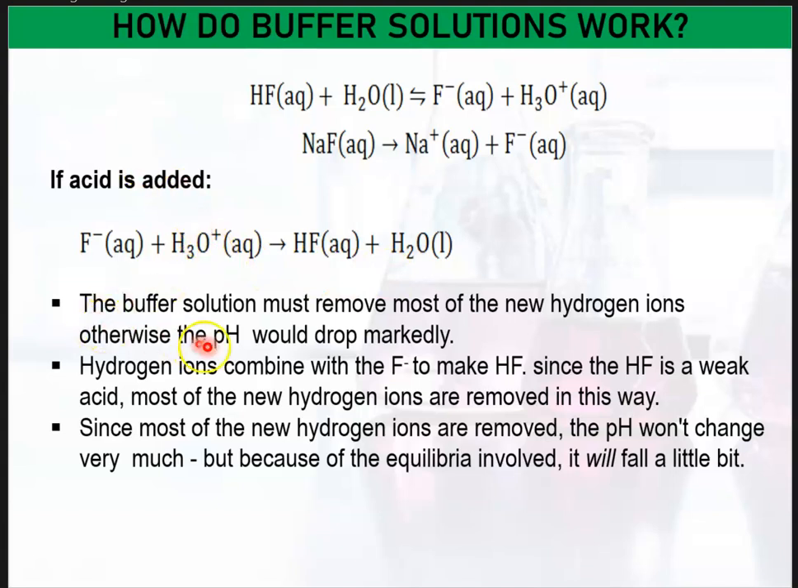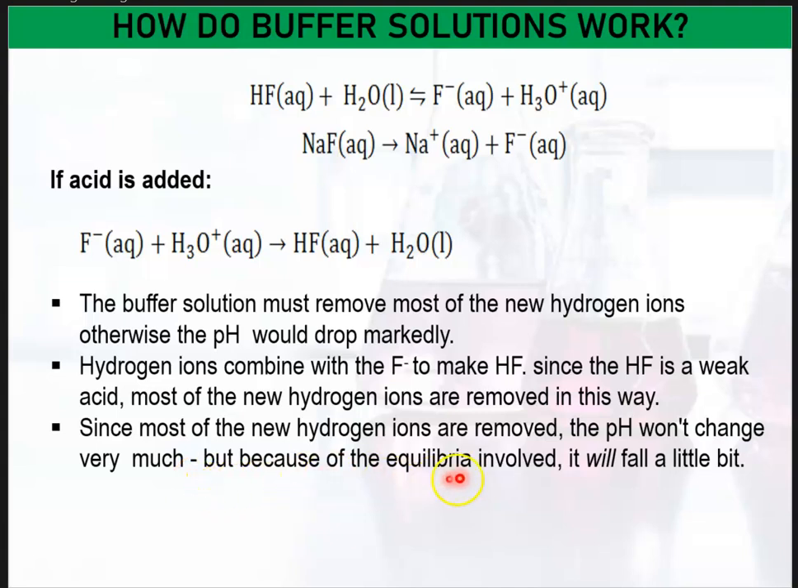So the buffer solution must remove most of the new hydrogen ion, otherwise the pH would drop markedly. So how does it remove? By reacting with the fluoride ion, F- ion. Hydrogen ion will combine with the F- ion to make HF. Since HF is a weak acid, most of the new hydrogen ion are removed in this way, by reacting with the fluoride ion. Since most of the new hydrogen ion are removed, the pH won't change very much.